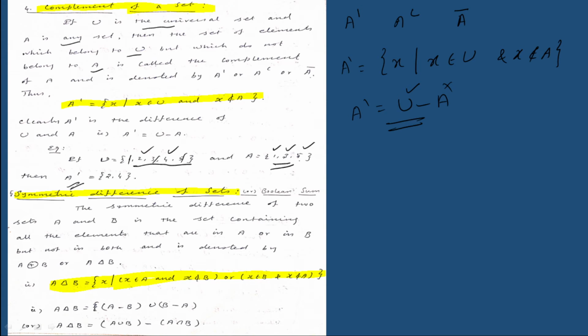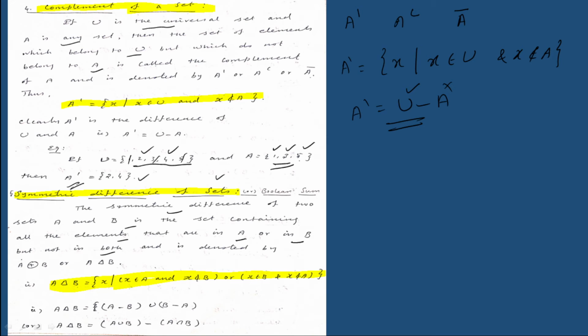That is A dash is equal to that set consisting of only 2, 4. Next, let me move on to the last set operation, that is the symmetric difference of sets, or you can name it the Boolean sum too, but it is most commonly known as the symmetric difference of sets. So the symmetric difference of two sets A and B is a set consisting of all elements that are in A or in B, but not in both.